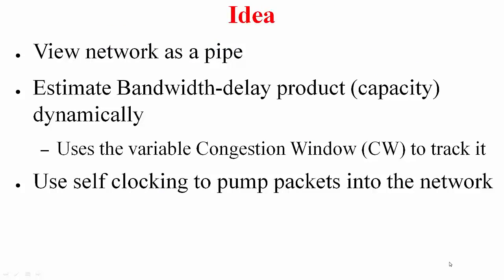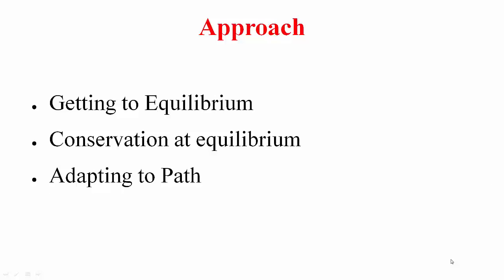the network. The basic idea, which is the same as the sliding window protocol idea, is where we view the network as a pipe. In this case, we are going to estimate the bandwidth delay product, which is the capacity of the pipe, dynamically. For this, we will use this variable, the congestion window. And then as acknowledgements come, we use the self-clocking property to pump more data into the network.